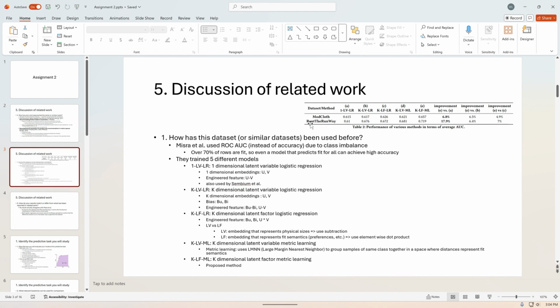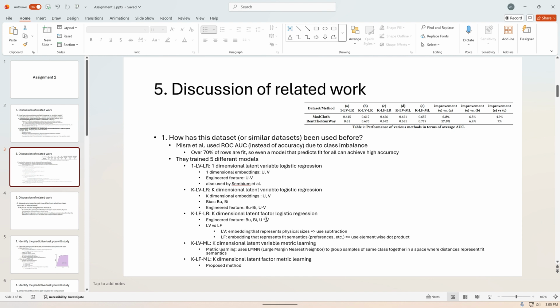We are going to look at the second row because Rent the Runway is the dataset I use for assignment 2. So this is their baseline model. Here they were testing U minus V on a logistic regression model, which achieved a 0.61 AUC. This one, they were testing, again, U minus V on logistic regression, but this time their embeddings were k-dimensional instead of one-dimensional, as they used for the baseline. So for this model, it achieved a 0.676 AUC.